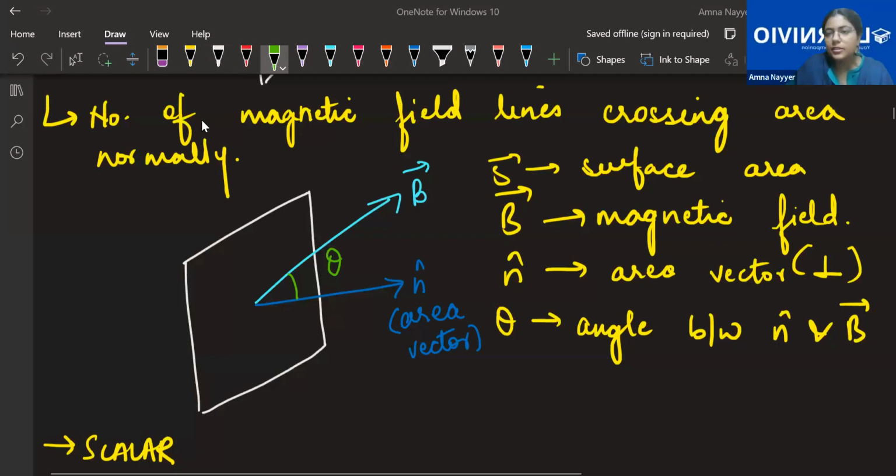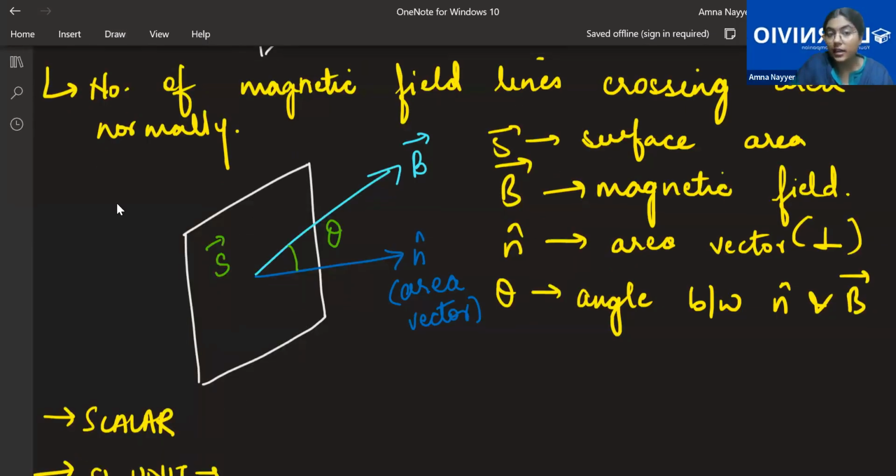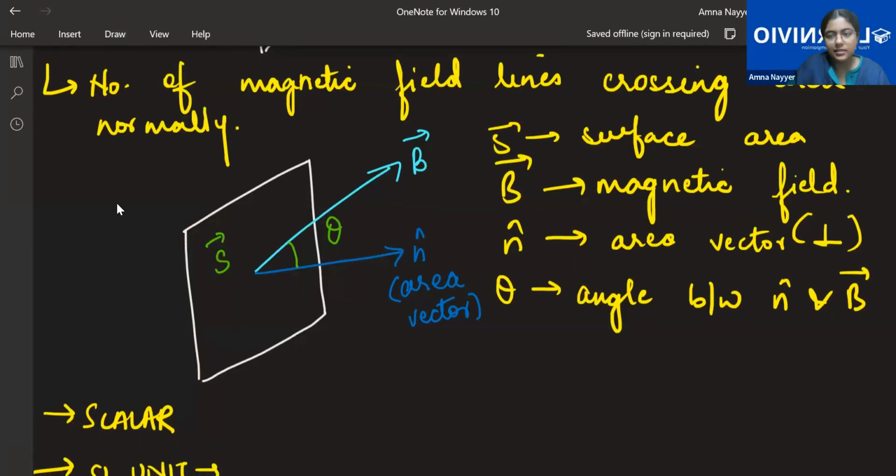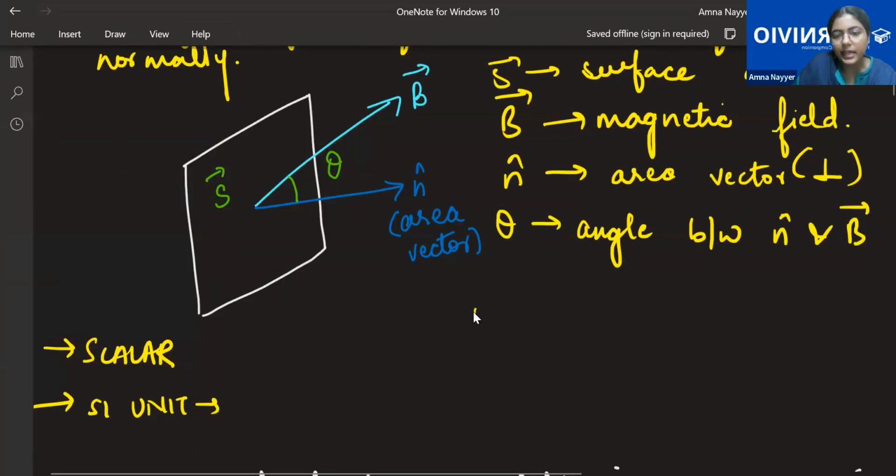So see, you take the angle between the area vector. Area vector means perpendicular to the plane and the magnetic field. This is the angle that you will be taking. Now see here, you have the surface area as S. So electric field is taken as, sorry, not electric field, magnetic flux. Here, magnetic flux formula is exactly the same.